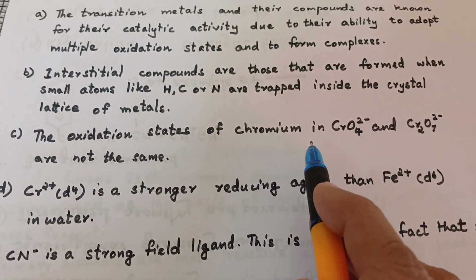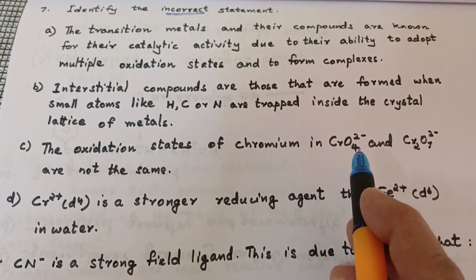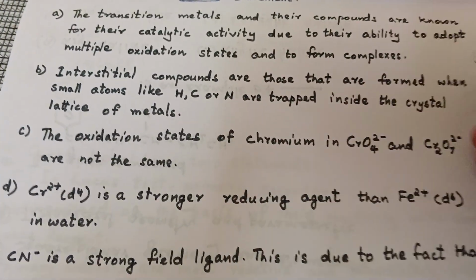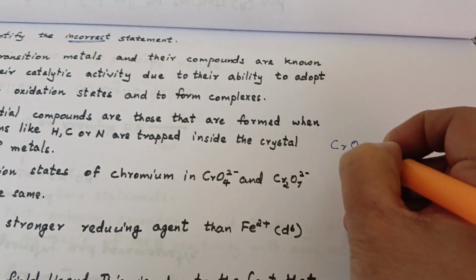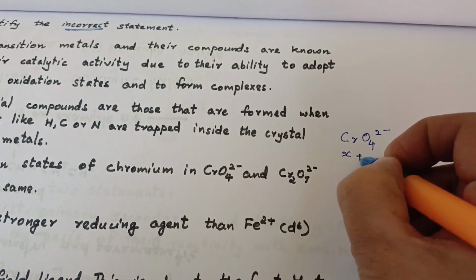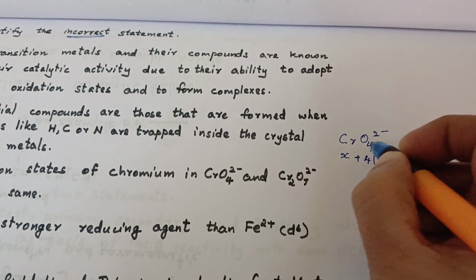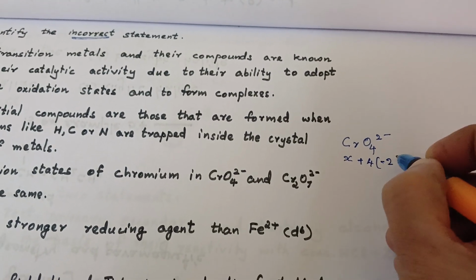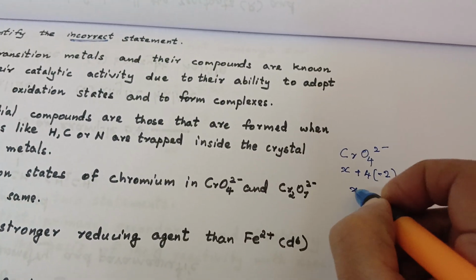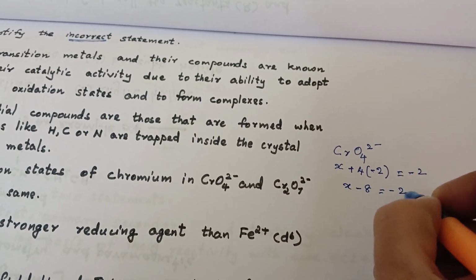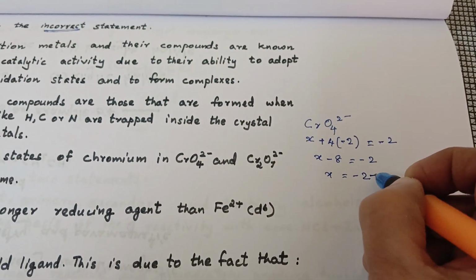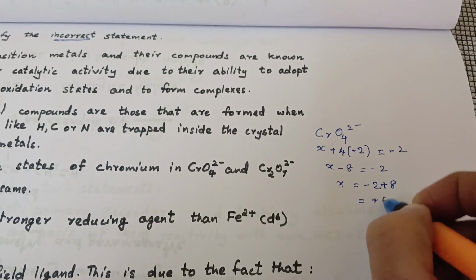The oxidation states of chromium in CrO4 2- and Cr2O7 2- are not the same. That we will check. CrO4 2-. Let x be the oxidation state of chromium plus 4 oxygens. 4 into minus 2 is the oxidation state assigned to oxygen, equals overall charge of minus 2. So x minus 8 equals minus 2. x equals minus 2 and this minus 8 will become plus 8 here. So it will be plus 6.